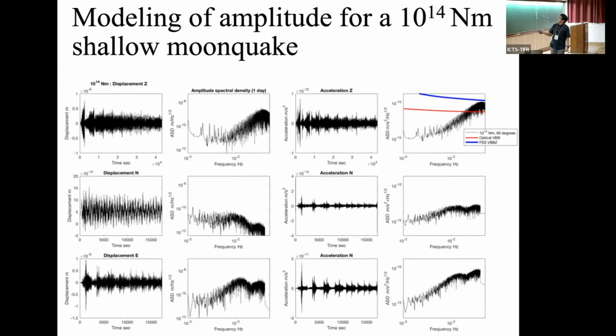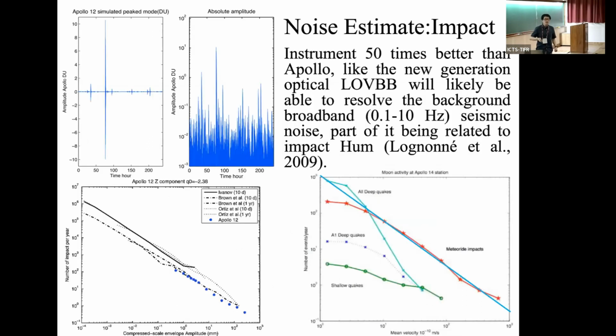By the way, this is from 10 to the power minus 3 Hz to 100, so it's 1,000 seconds to 100 seconds. So we are talking about very long period. So by using this, we can simulate the expected signal from a single moonquake. But then we also have to take into account the size frequency distribution. And for this, we just take what we observed in Apollo.